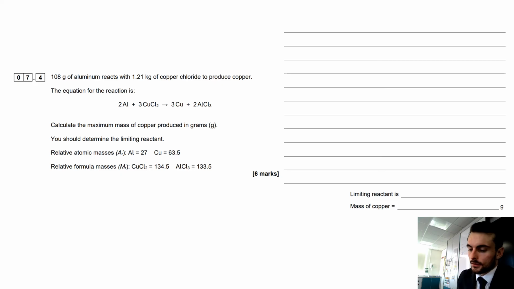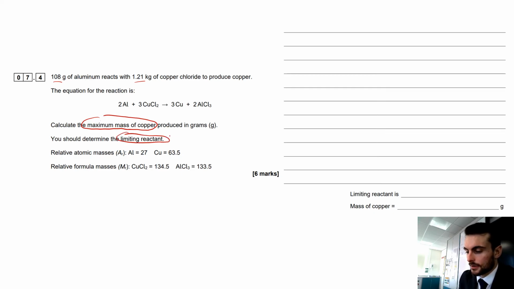7.4. So 108 grams of aluminium reacts with 1.21 kilograms of copper chloride to produce copper. There's the equation. Calculate the maximum mass of copper that could be produced in grams. Should determine the limiting reactant.